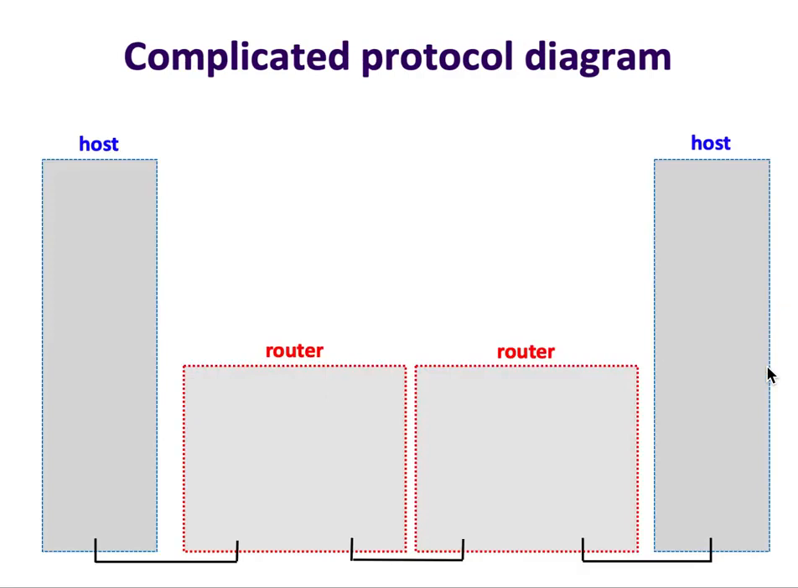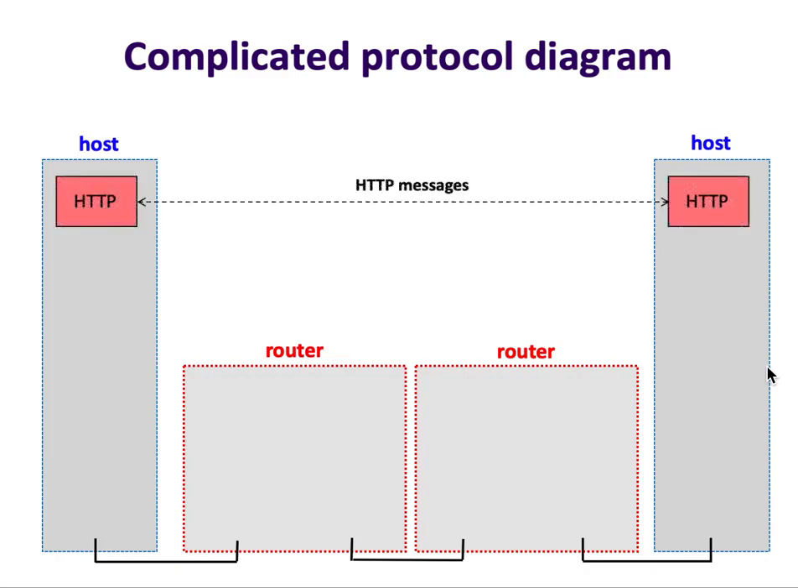Let's try to blow that up a little bit more. So far we've been talking about that logical communication between peers. What does that mean? Here I'm going to start using these dashed lines to represent logical communication and solid lines to represent physical communication. We said we have these HTTP protocol implementations running at both end hosts, so you have some application level message to send.